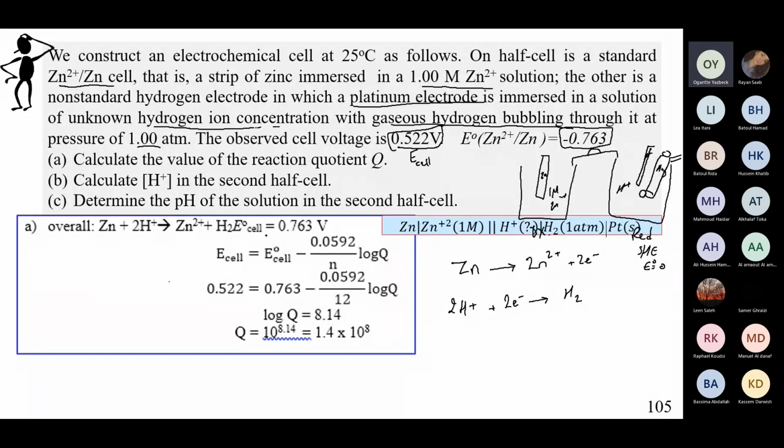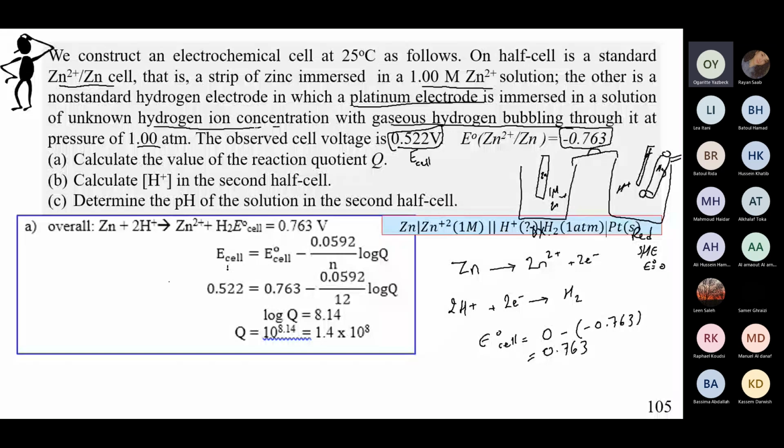Sorry, E naught of the cell of this reaction is E cathode minus E anode. The cathode is 0 minus a negative 0.763, so what happens? It becomes 0.763. So E naught of the cell is 0.763.